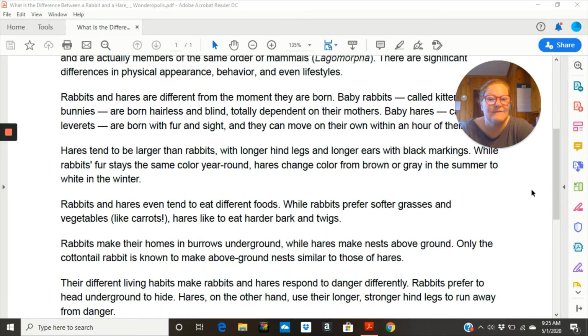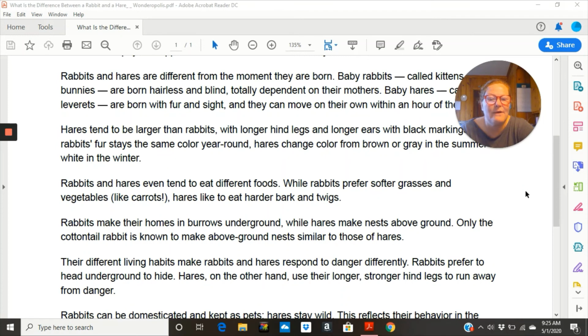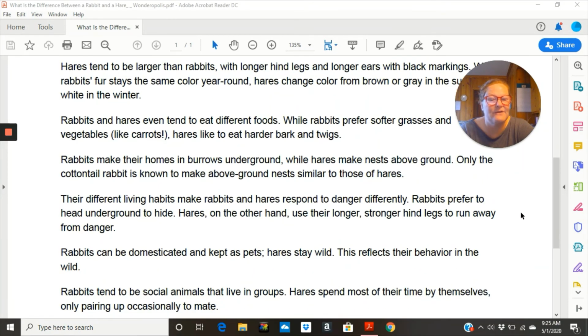Rabbits and hares even tend to eat different foods. While rabbits prefer softer grasses and vegetables, like carrots, hares like to eat harder bark and twigs. Rabbits make their homes in burrows underground, while hares make nests above ground. Only the cottontail rabbit is known to make above-ground nests similar to those of hares. Their different living habitats make rabbits and hares respond to danger differently. Rabbits prefer to head underground to hide. You know what hares like to do? They like to use their longer, stronger hind legs to run away from danger.